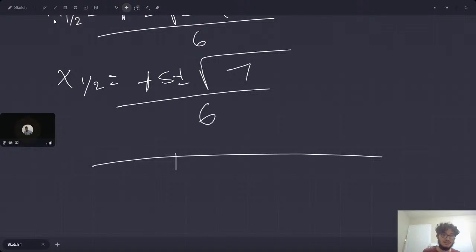Very easy. Plug them onto the number line. Then you're going to have the most negative number, right? The smallest one is going to be 5 minus square root of 7 over 6, and the biggest number is going to be 5 plus square root of 7 over 6.